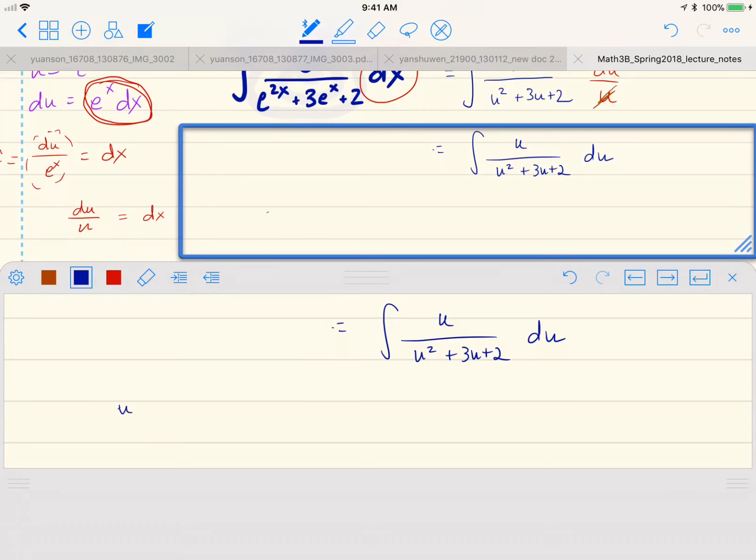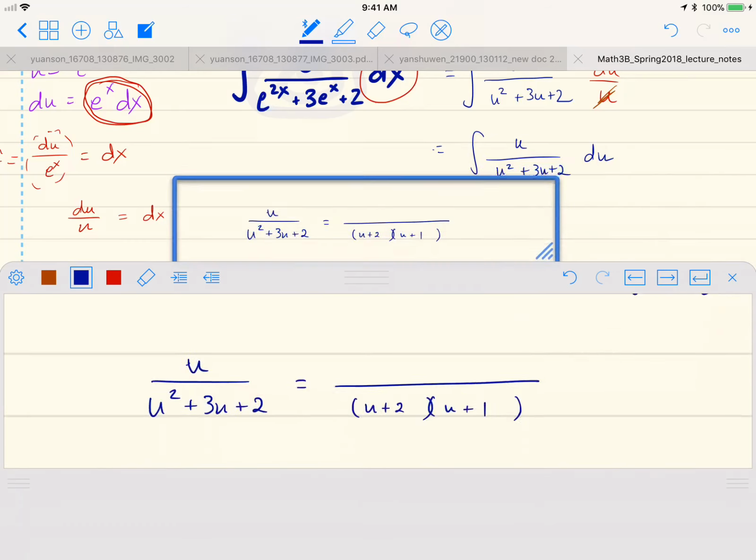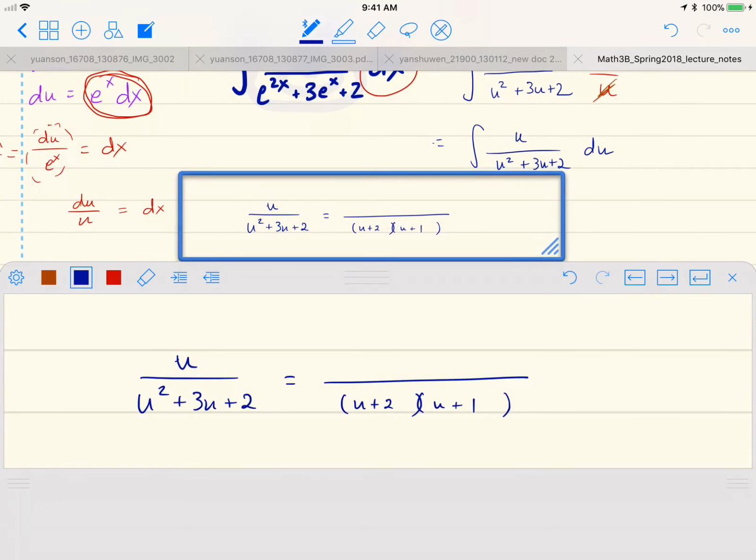So we have u over u squared plus 3u plus 2. It's a proper rational function because the degree of the numerator is 1 and the degree of the denominator is 2. So we can go straight to factoring. And I believe on bottom we can just do u plus 2 times u plus 1. That's what I think. And on top is u.